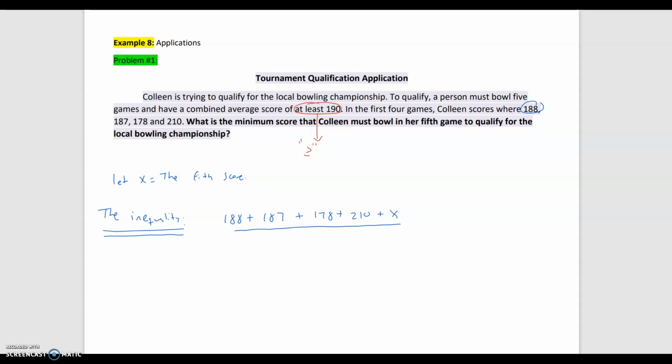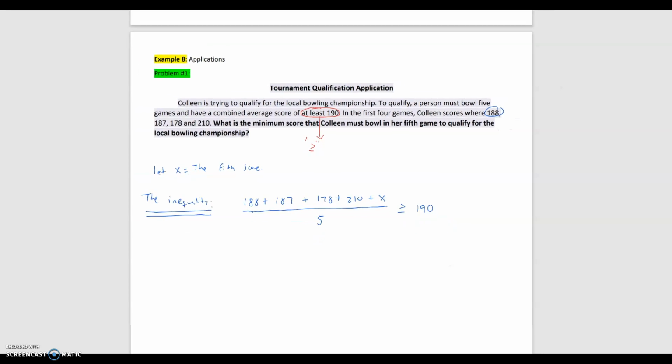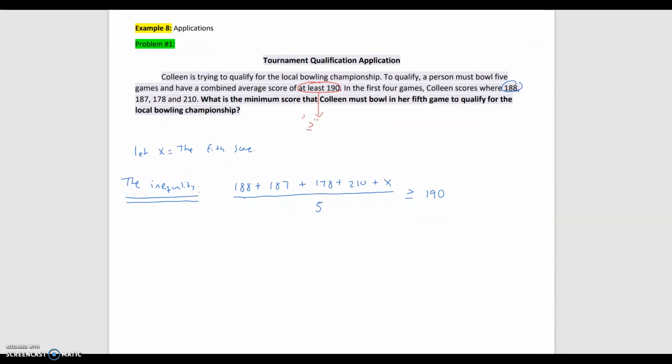And they're talking about an average. So we technically have 4 plus 1, which is 5 values. So in this case, this will be divided by 5. This has to be greater than or equal to the value of 190. So this is the inequality that we need to solve. Let me double check we don't have any typos.